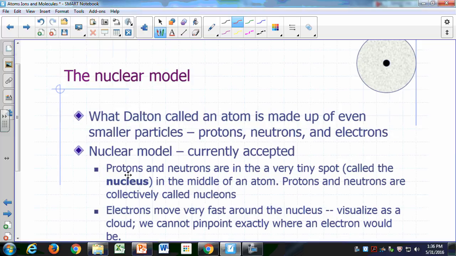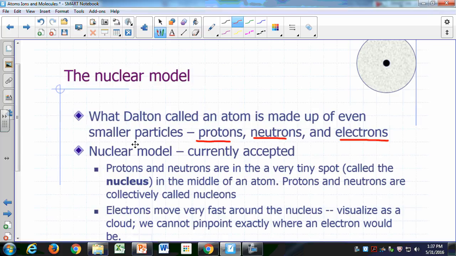So, what Dalton called an atom, it turns out, based on years of experimental results done after Dalton's time, is actually made up of even smaller particles. What he called the atom is not quite the smallest bit of matter that people envisioned at the time. So we now know, based on additional information, that they're actually made up of smaller particles, and these smaller particles are called protons, neutrons, and electrons.